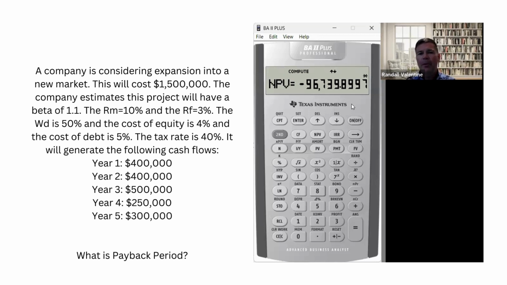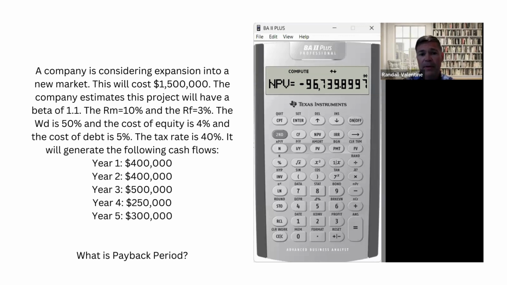So if you remember in capital budgeting, the decision rule for NPV is if your interest rate or your cost of capital is lower than your rate of return, then you would reject the project. Also, if NPV is negative, you reject. If NPV is positive, you accept. So in this case, we have a negative NPV, which means we reject the project.